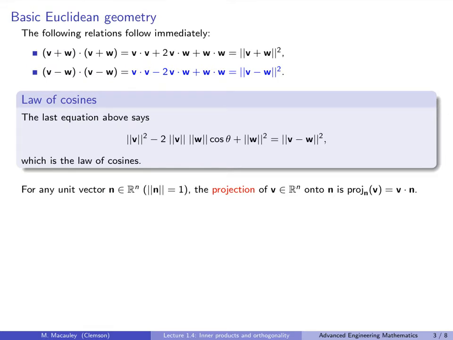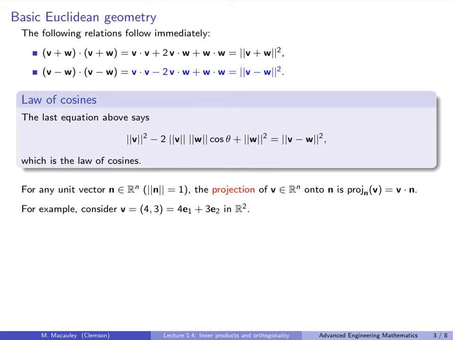But it doesn't just stop here. Let's take any unit vector, let's call it n, in n-dimensional space. And by unit vector, I mean that the norm of n is equal to 1. Then the projection of a vector v onto this unit vector, we'll write it like this, proj sub n of v, is just v dot n. This is something that you likely remember from vector calculus. If not, we'll do an example.